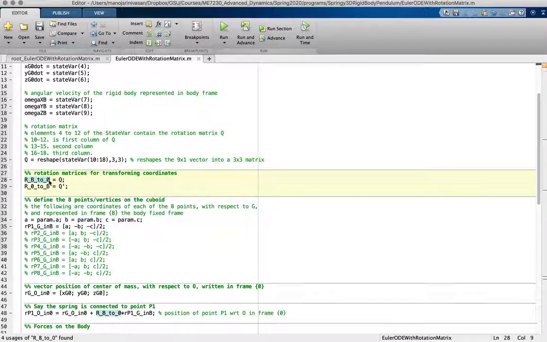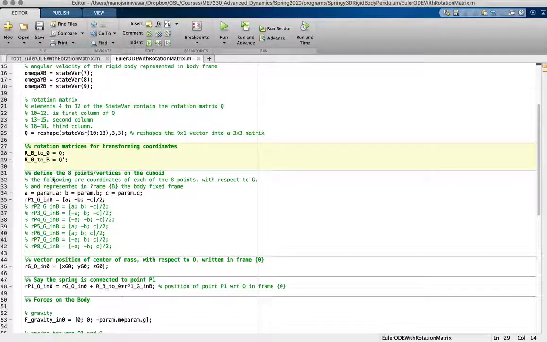And then if you want the rotation matrices that do the transformation between coordinate frames from b to 0 or 0 to b, it's basically Q or Q transpose. Okay, and then we can define the 8 points or vertices on the cuboid. So these are the 8 vertices of the cuboid. You can think about what these 8 points mean. And this is in the B frame. So this is relative to the center of mass, right?